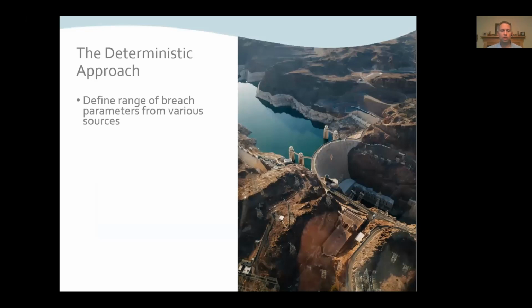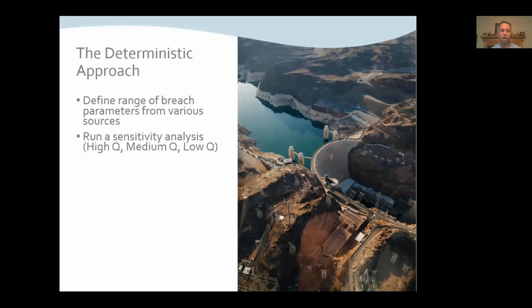So the way we typically do this is we define a range of breach parameters from various sources. These sources may include regression equations. There are several of them out there for earth embankment dams. There are rules of thumb that different agencies have come up with to help guide this process. Common sense actually plays a part in this as well, as do site-specific conditions. And so using all of these methods, you come up with a range of breach parameters.